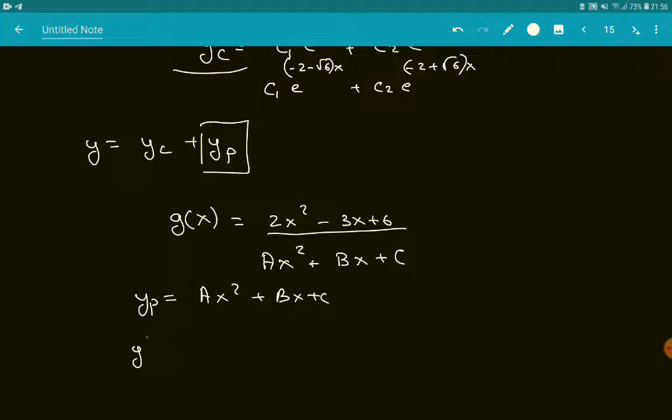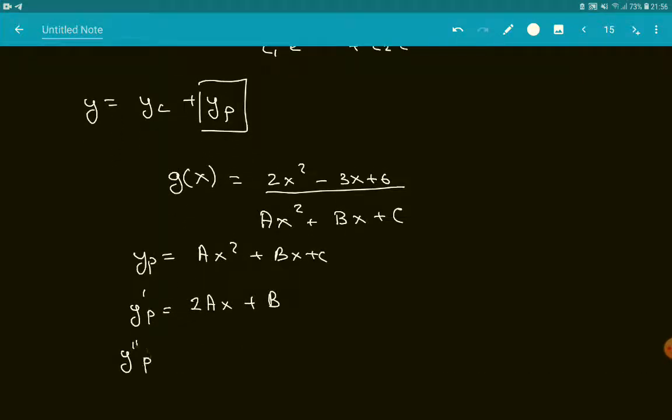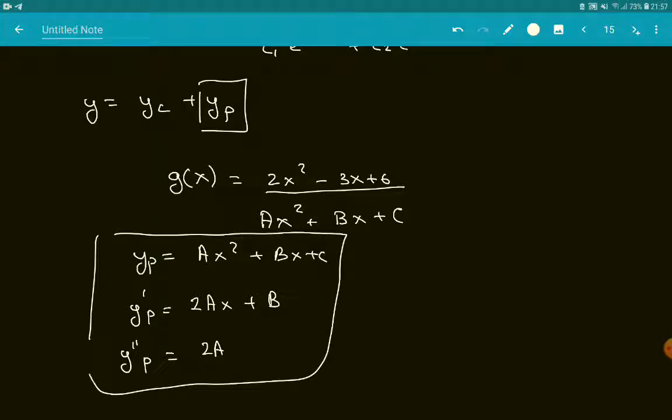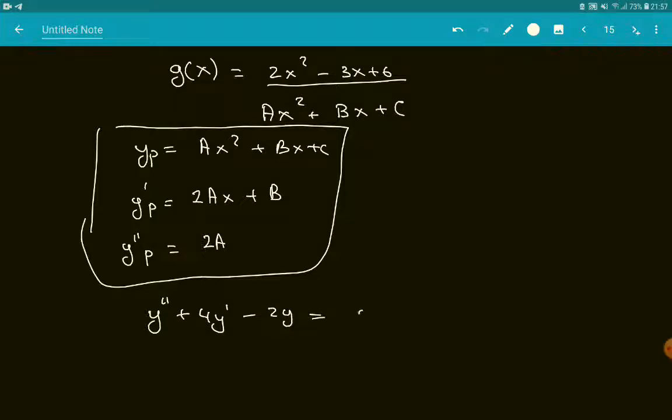And what's going to be y prime p? As you can say from here, it's going to be 2ax plus b. And for y double prime p, it's going to be 2a. So after we know this, we need to substitute it into our main equation, which was y double prime plus 4y prime minus 2y is equal to 2x squared minus 3x plus 6.